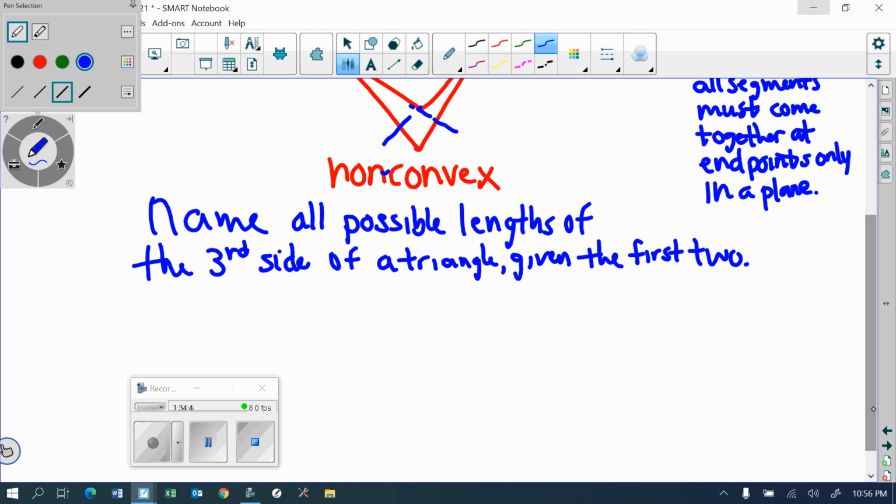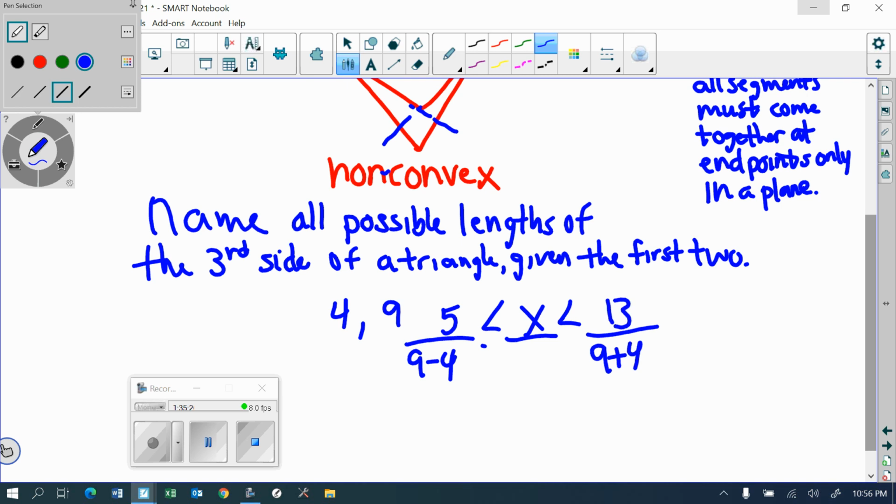Or given 2 sides. If I give you one side length of 4 and another of 9, what are the possible side lengths of the third side? Very simply, x, the third side, you put inequality symbols there, you have to remember to put those. So x is greater than, and this answer comes from subtracting the 2: 9 minus 4 is 5. And the maximum is going to be less than, adding the 2: 9 plus 4, 13. So the third side length must be between 5 and 13. That's your answer. That's called the triangle inequality.